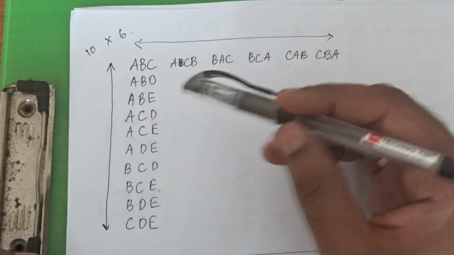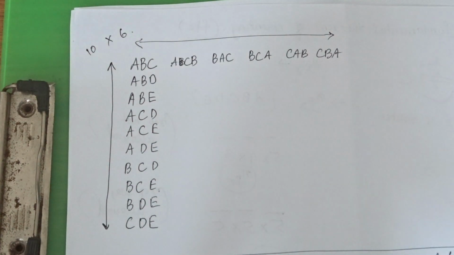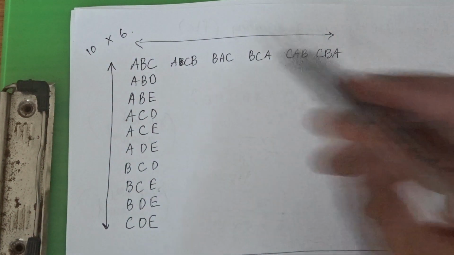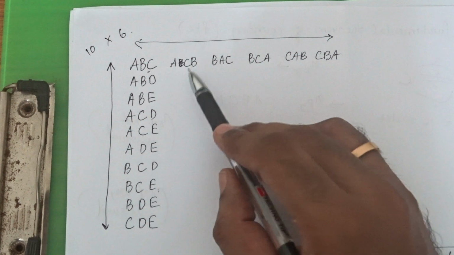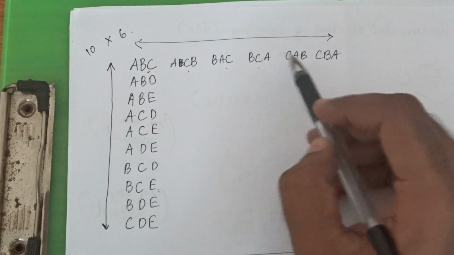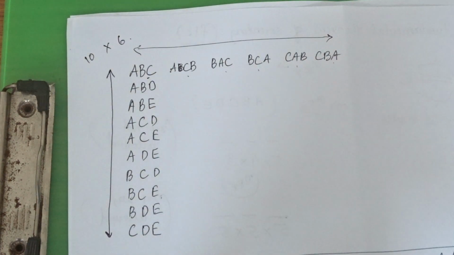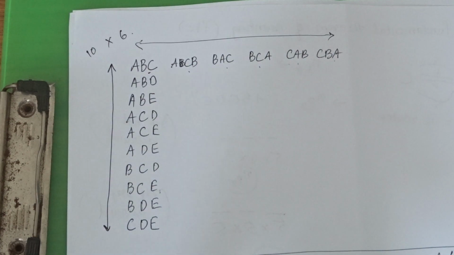But each selection has many ways of arranging them. If you select the letters A, B and C, you could arrange them in 6 different ways: ABC, ACB, BAC, BCA, CAB and CBA, right? So you have 10 selections, and each selection has 6 arrangements, which would be a total of 60 arrangements, right?